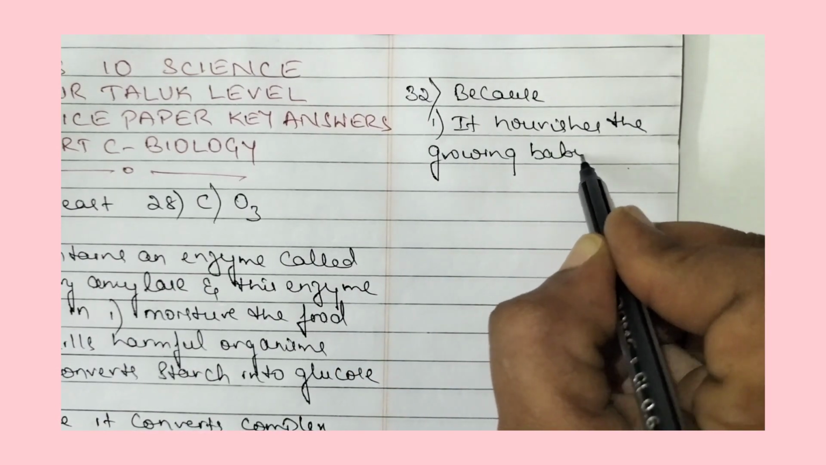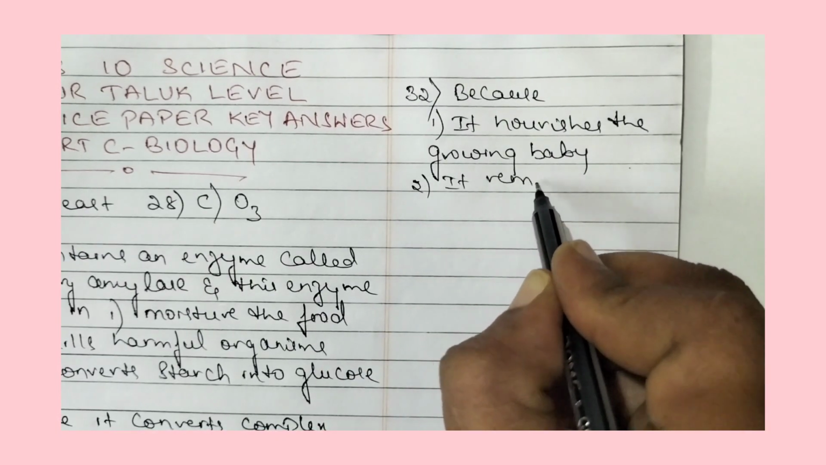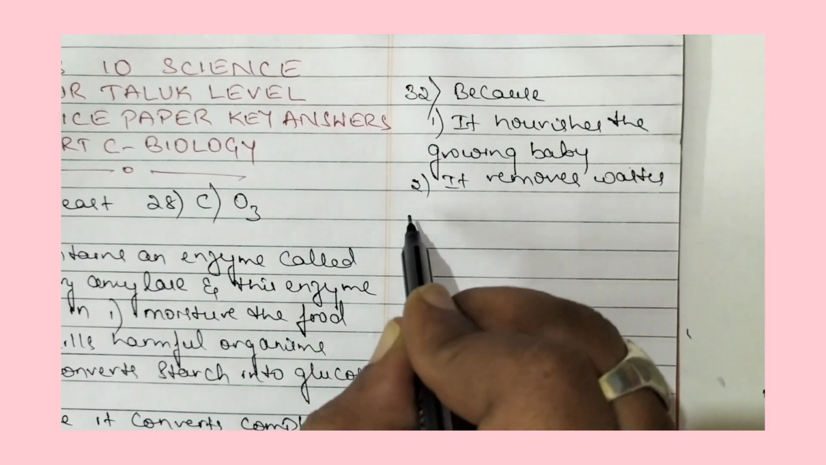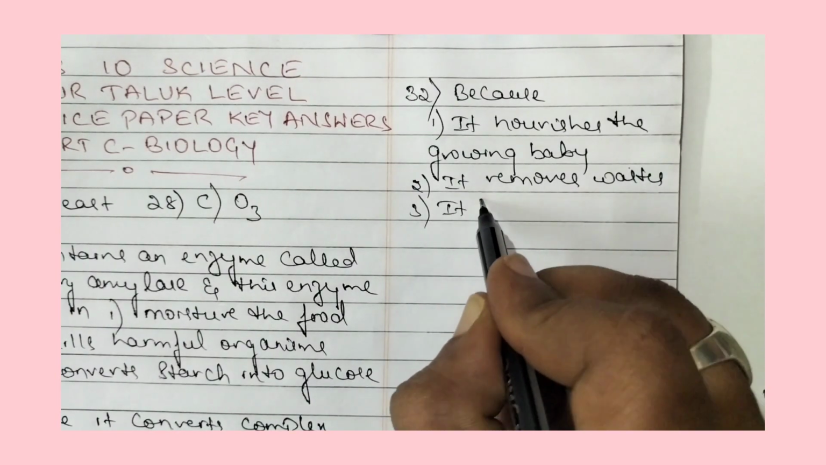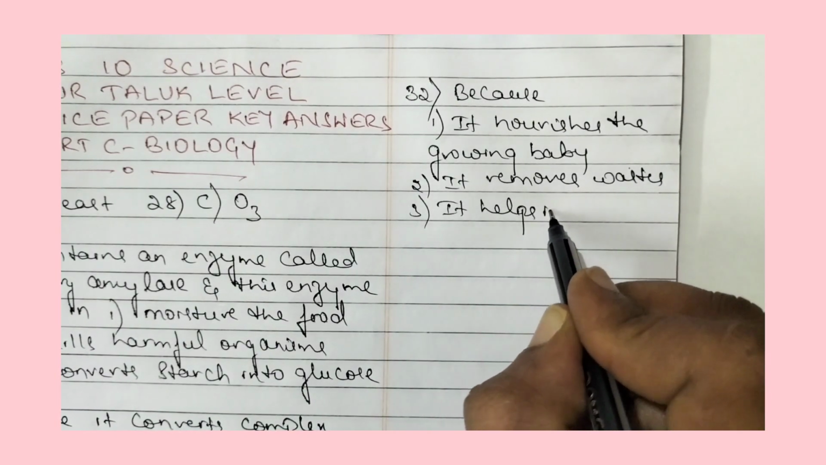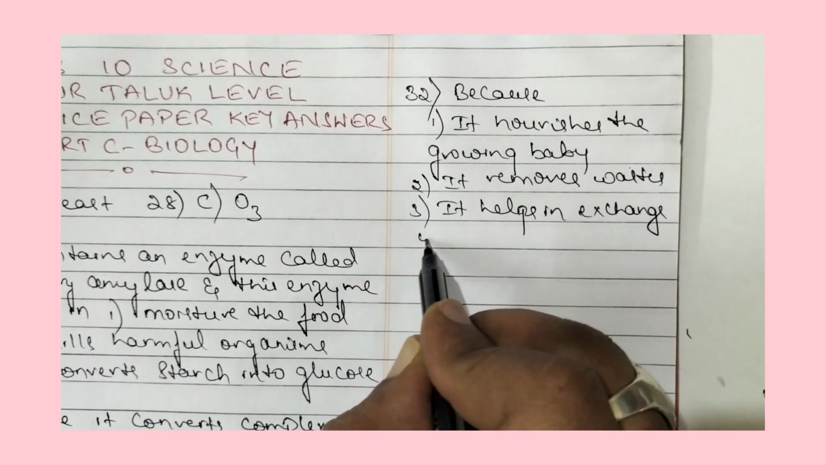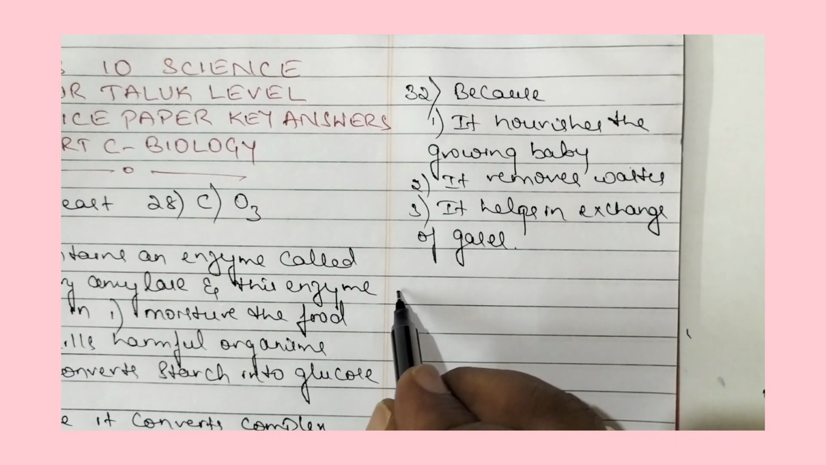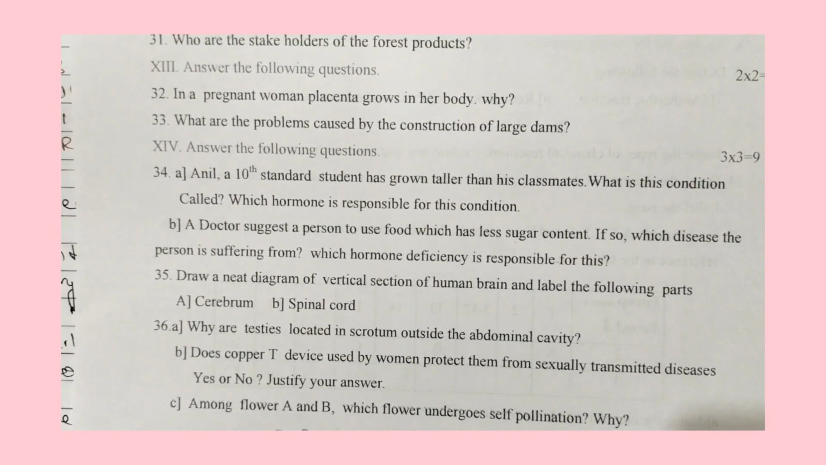Second one, it removes waste. Then the third point is it helps in exchange of gases. So these are the functions of placenta that are present in pregnant women. Now let us move for question number 33.